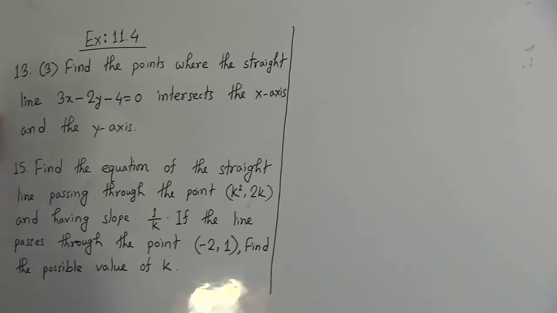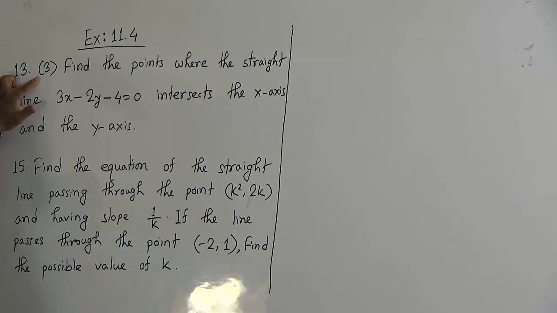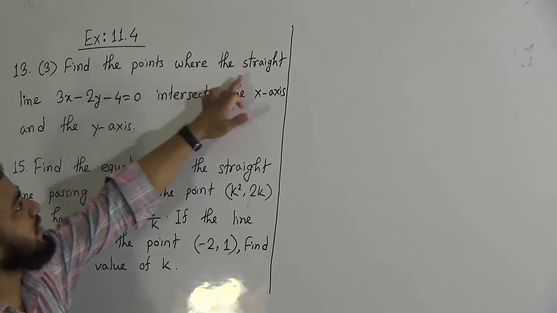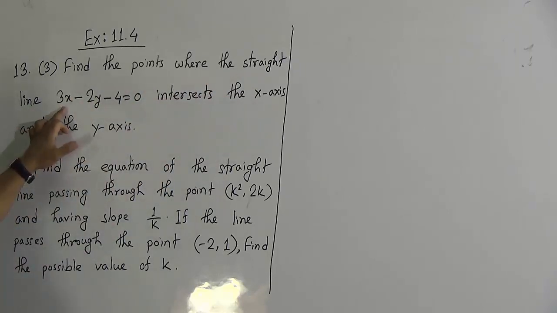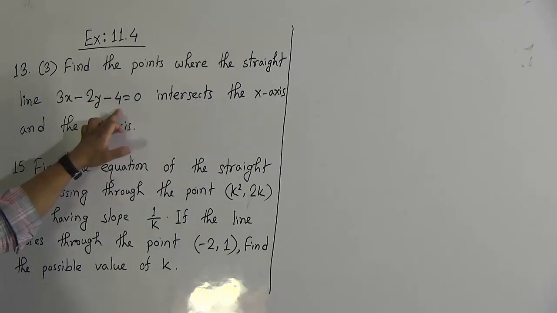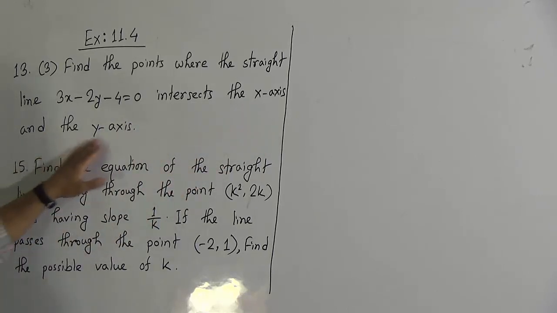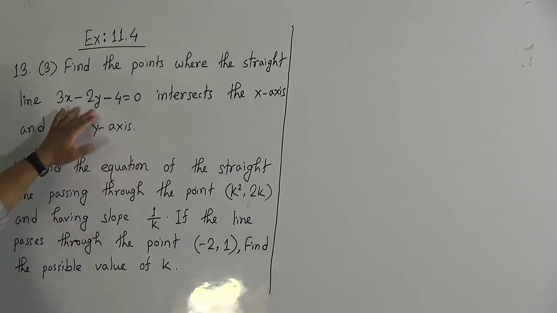Today's first question is question number 13, activity 3. Activity 3 says: find the points where the straight line 3x minus 2y minus 4 equal to 0 intersects the x-axis and the y-axis. That means this is a straight line and we need to find out at which points it intersects the x-axis and the y-axis.